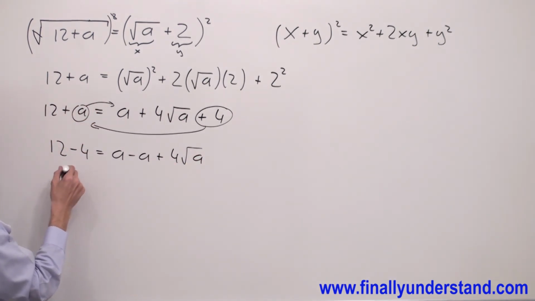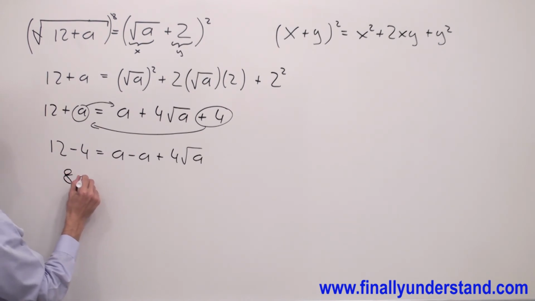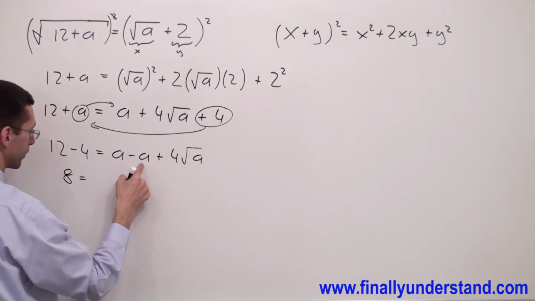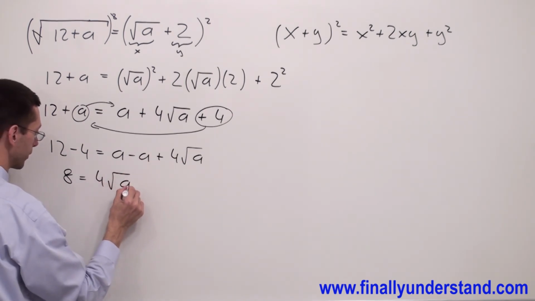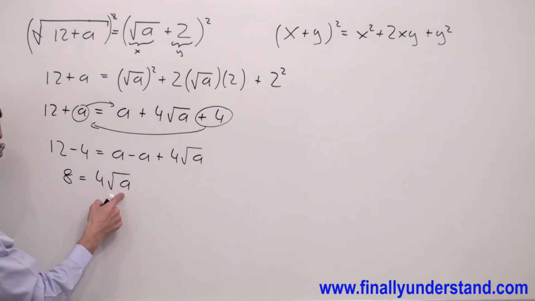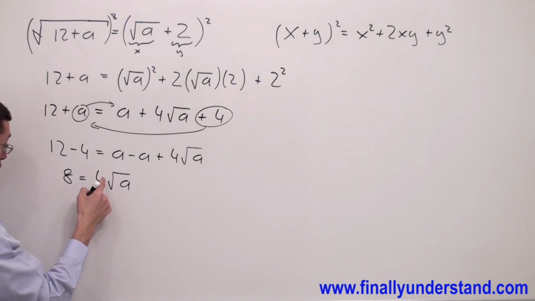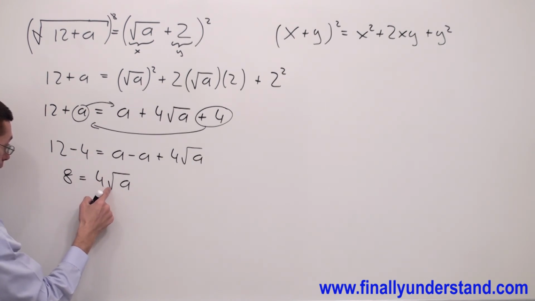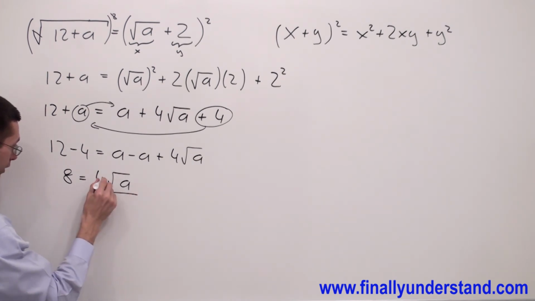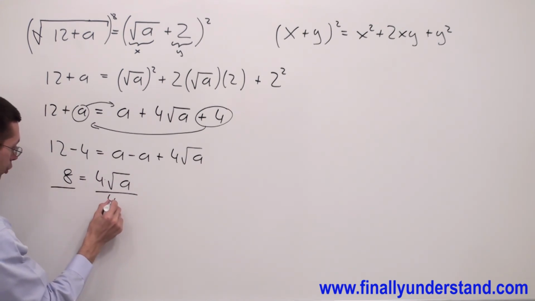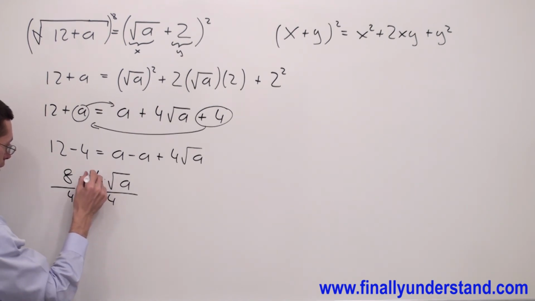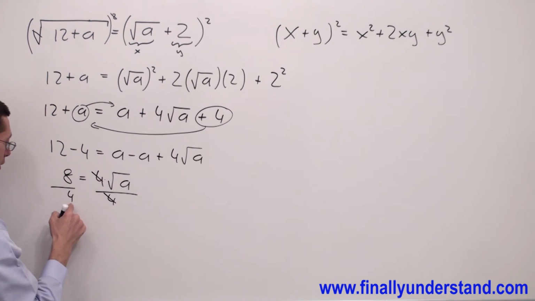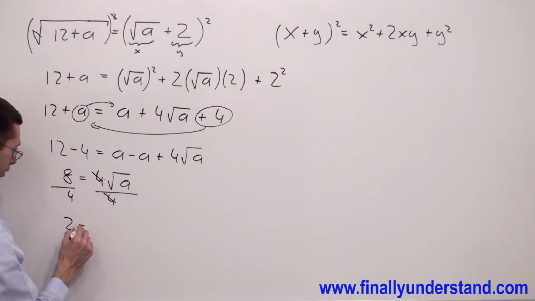12 minus 4 is equal to 8. Equals a minus a is 0, and I have 4 square root of a. I have to find a. First, I have to remove the 4 from my radical sign. Because I have multiplication, I'm going to divide both sides of the equation by 4, by whatever is multiplied to my radical sign. 4 and 4 will cancel out. 8 divided by 4 is equal to 2, equals square root of a.